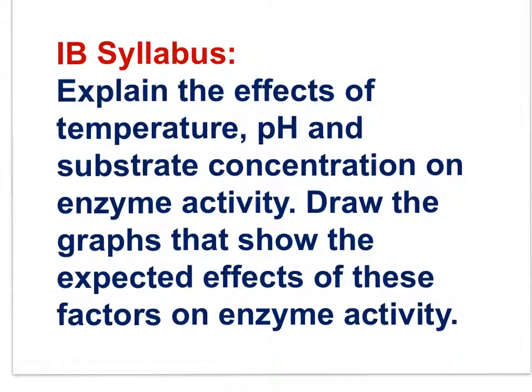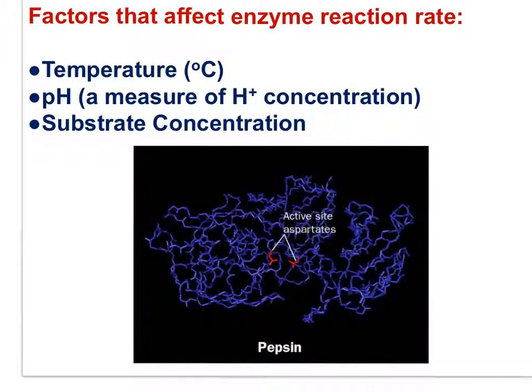The next part of this movie involves digging into this IB syllabus statement. Explain the effects of temperature, pH, and substrate concentration on enzyme activity. Draw the graphs that show the expected effects of these factors on enzyme activity. The factors that influence the rate of an enzyme-catalyzed reaction are temperature, pH, which is a measure of hydrogen ion concentration, and substrate concentration. Let's take a look at each separately.